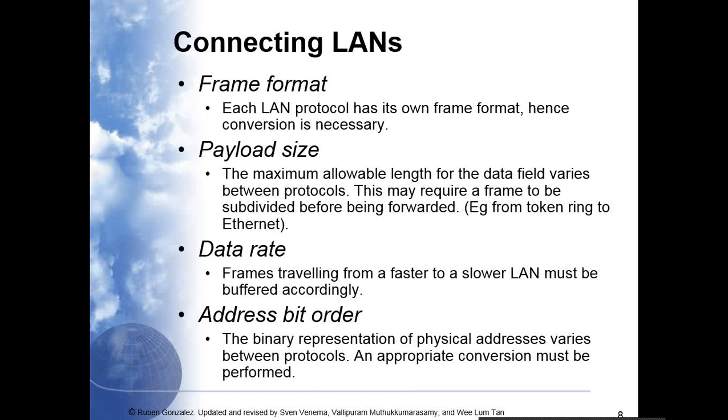And so because that size varies, that means you might need to chop up your frame, or you might need to add stuff to the end of it to make it bigger. Either way, you might have to do. The data rate. Some local area networks are faster than others, which means we might need to slow things down or speed things up, or buffer things, or store things somewhere for a little while so that they can be used later.